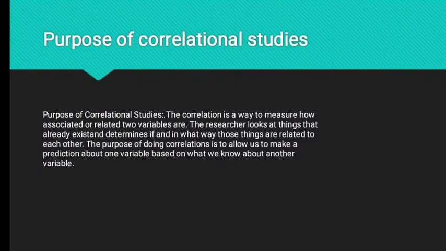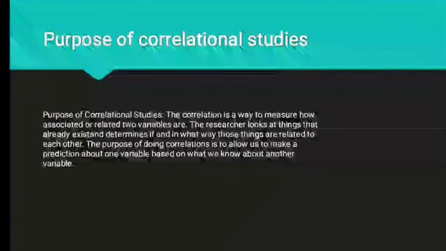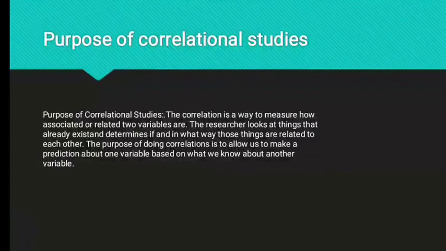Well, in this part, we are going to talk about the purpose of correlational studies. The correlation is a way to measure how associated or related two variables are. The researcher looks at things that already exist and determines if and in what way those things are related to each other. The purpose of doing correlations is to allow us to make a prediction about one variable based on what we know about another variable.